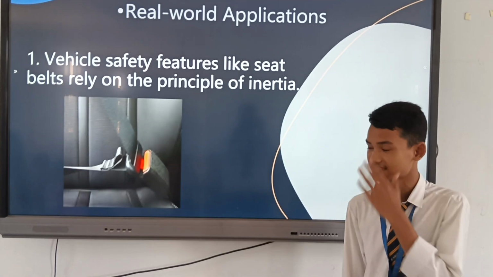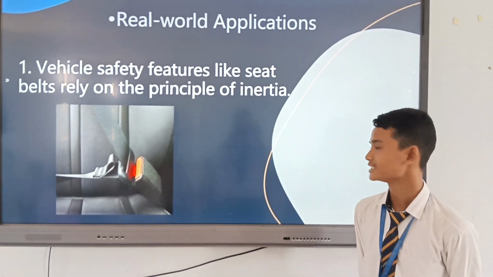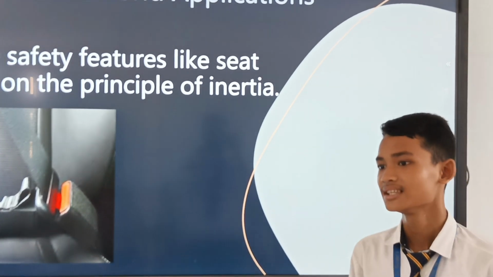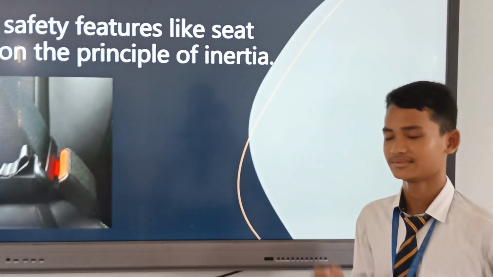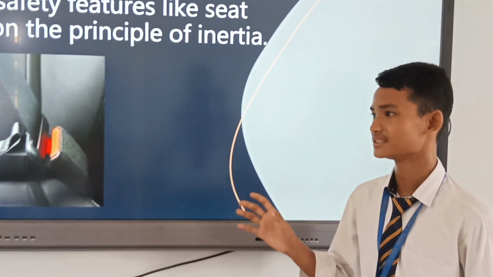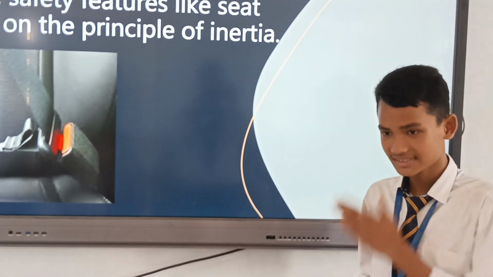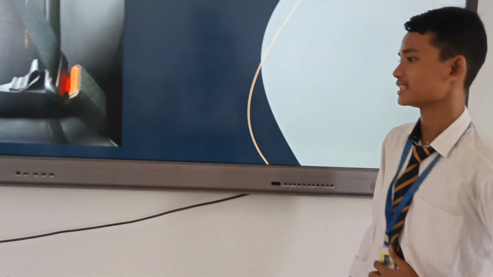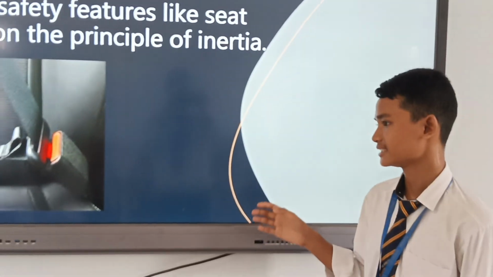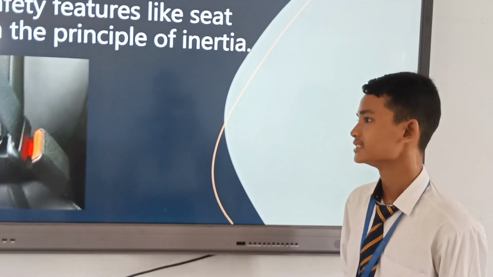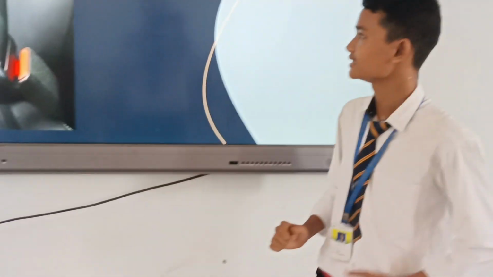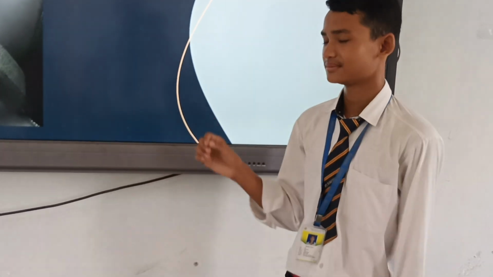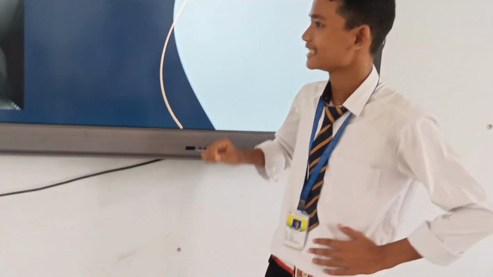Like vehicle safety features such as seat belts, which are necessary in our vehicles. They help when a car collides or applies the brake. When a car collides or applies the brake, the person moves forward. Because of inertia, the person wants to stay moving in the forward direction. And the seat belt exerts a backward force on the person, so the person does not go forward, and it helps protect us from getting hurt by any objects in the car.